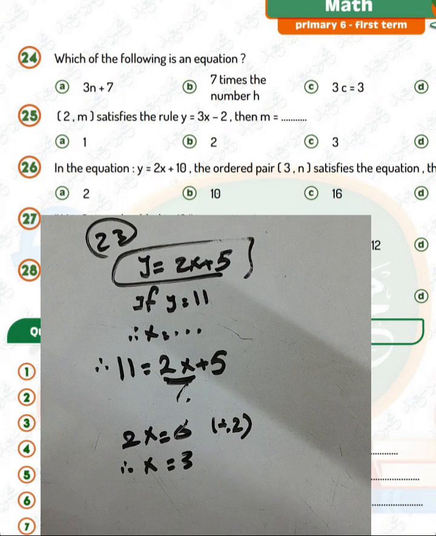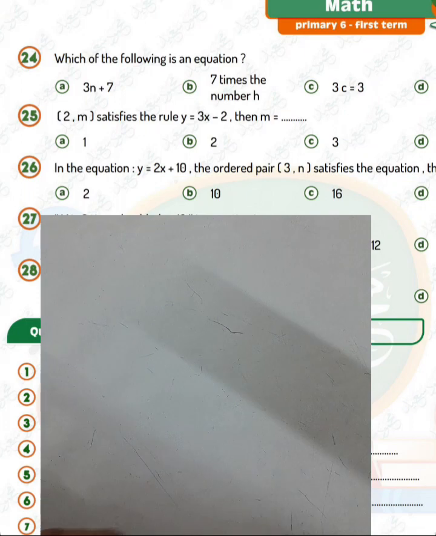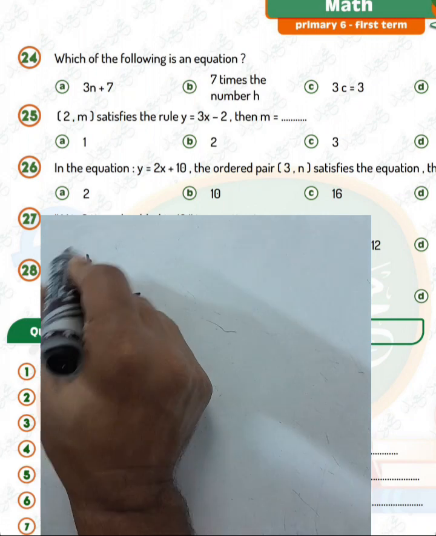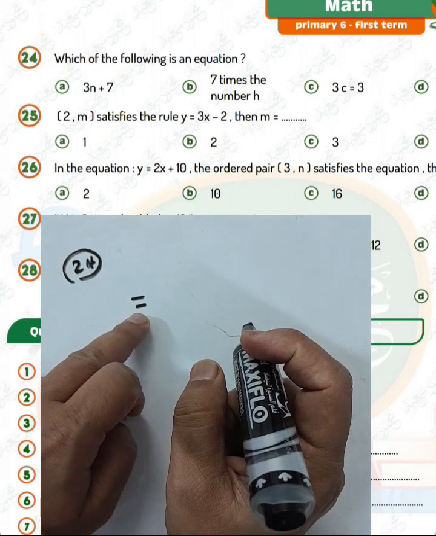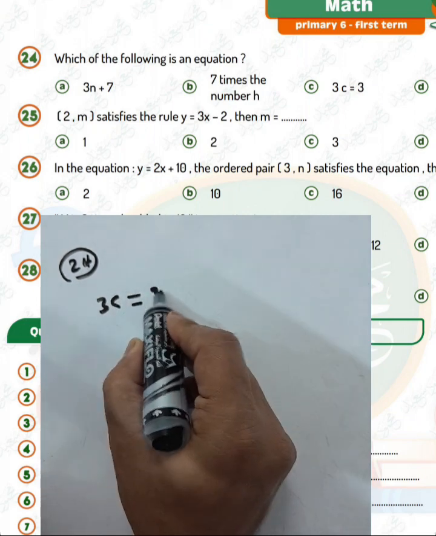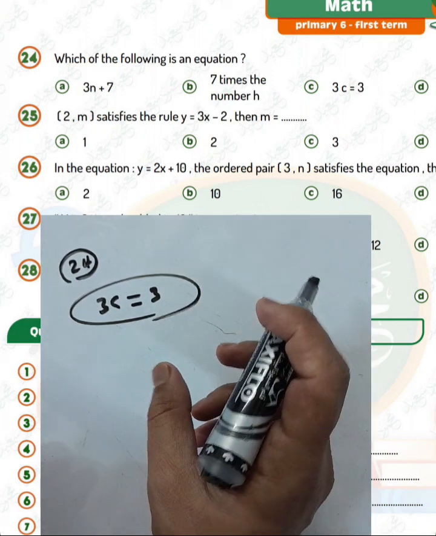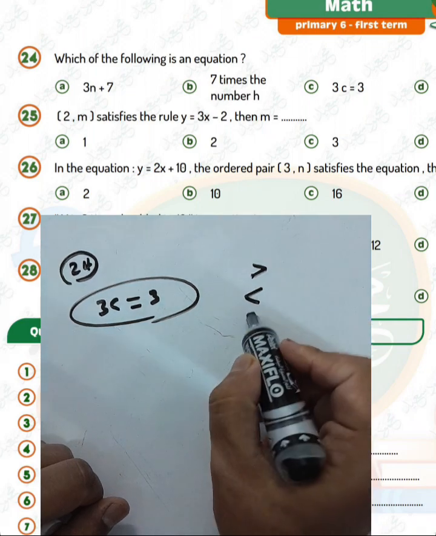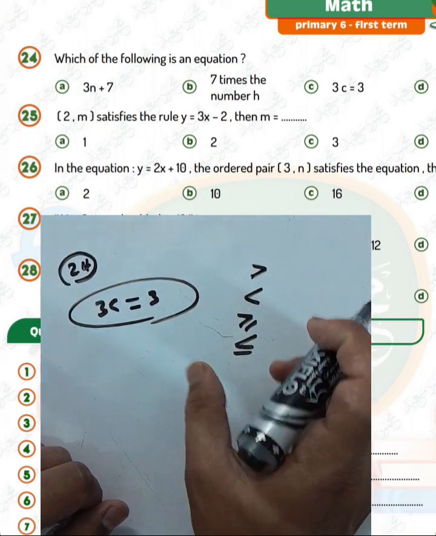Which of the following is an equation? The equation contains this sign, and we know the equation is a relation between two expressions, and this sign lies between them. Choose letter C, 3c equals c. We call it an equation. But the inequality contains the sign less than or more than, or less than or equal to. It's an inequality and contains two expressions and the sign between them.